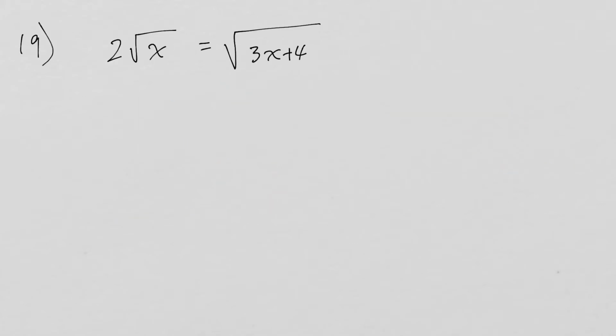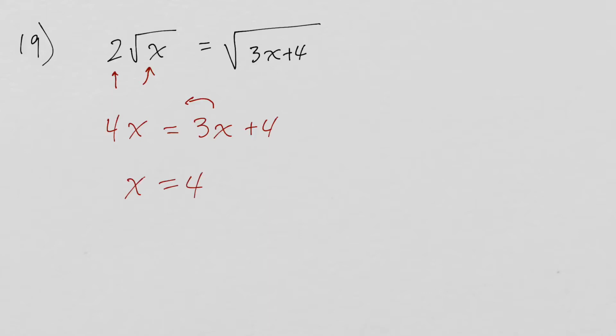Okay, so I'm going to start by squaring each side. When I square this, I square the 2. And when I square this, I get x. When I square the right-hand side, I have 3x plus 4. I'm going to bring the 3x over to the left by subtracting, and I'll get x is equal to 4.